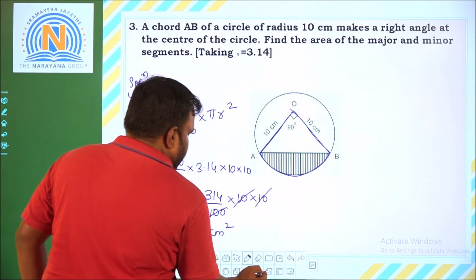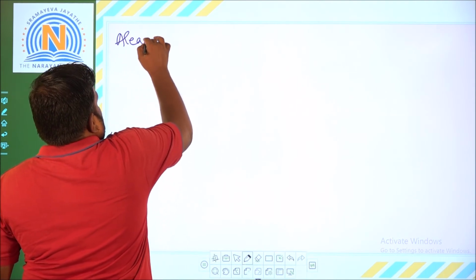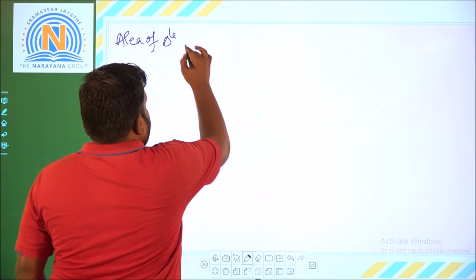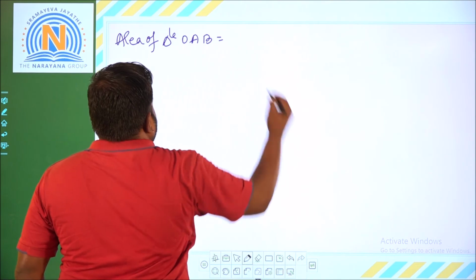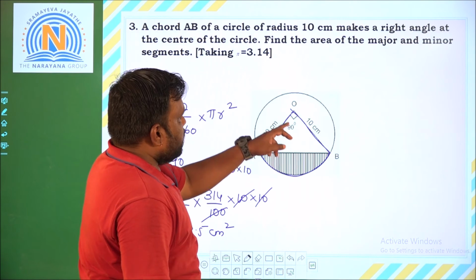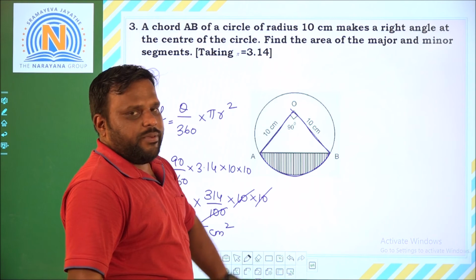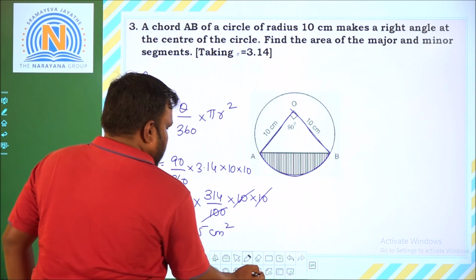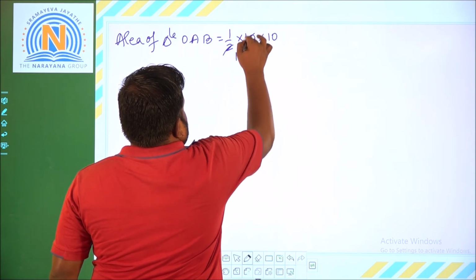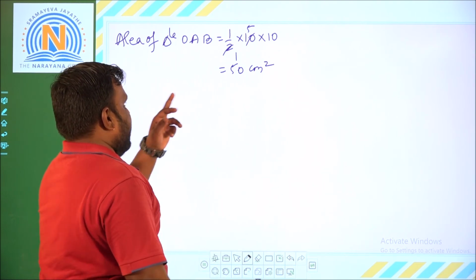Now next one, area of triangle OAB. We know the area of a triangle formula is half into base into height, and since it is a right angle triangle, you can take OA as the base, and OB becomes the height here. So the area of the triangle, half into base into height, is half into 10 into 10, which gives me 50 square centimeters. So I got the area of the triangle also.